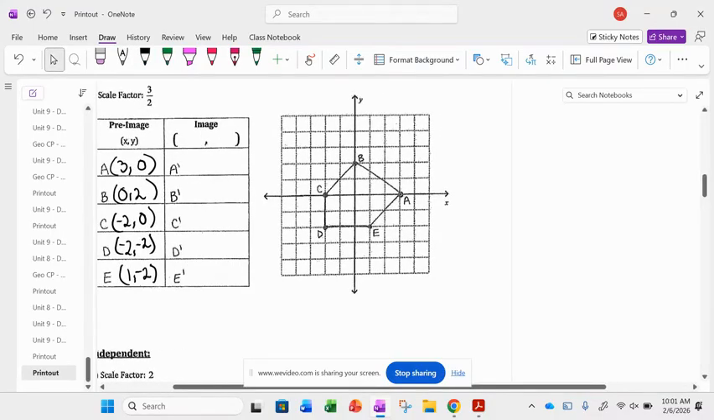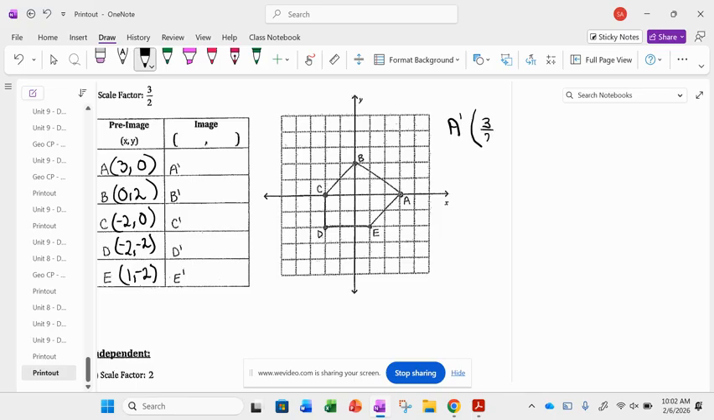Okay, so now here's the hard part. Now we're going to have to multiply each of these coordinates by the scale factor. So I have A prime, and what I'm going to do is 3 halves times 3/1, comma, 3 halves times 0. Now in multiplication, you're allowed to cross simplify, but can I simplify on the diagonal? Can I simplify 2 and 3? Does 2 go into 3 evenly? No. So I can't simplify on a diagonal.